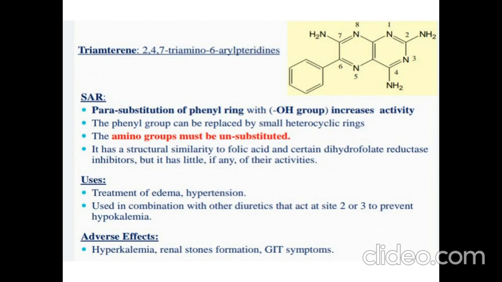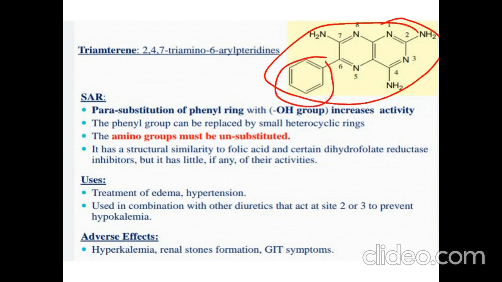The next drug, triamterene, is not an aldosterone antagonist; it acts in another way. It doesn't have a structure similar to the steroidal hormones. At the 6th position, a phenyl substitution is present. If the phenyl is substituted with a hydroxy group, it will increase the activity. That is the first point of SAR: if at the 6th position a hydroxy group is substituted on the phenyl, it will increase the activity.